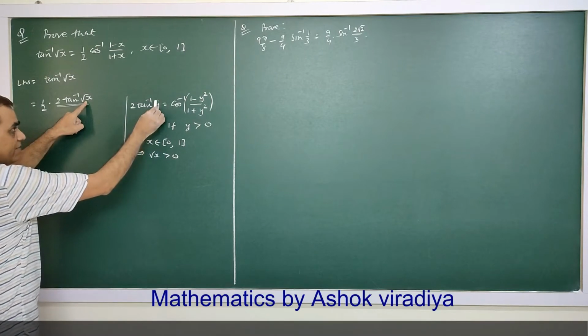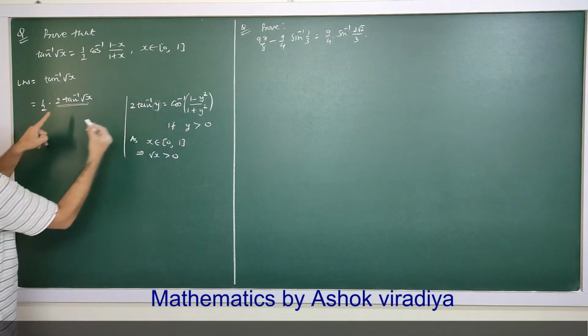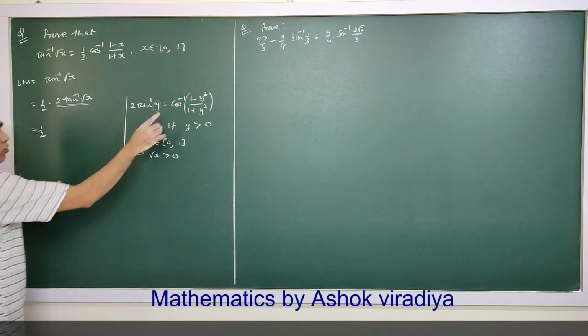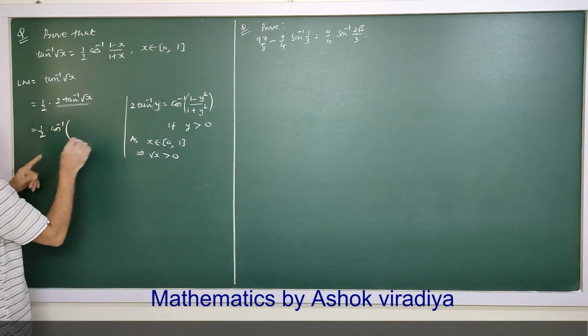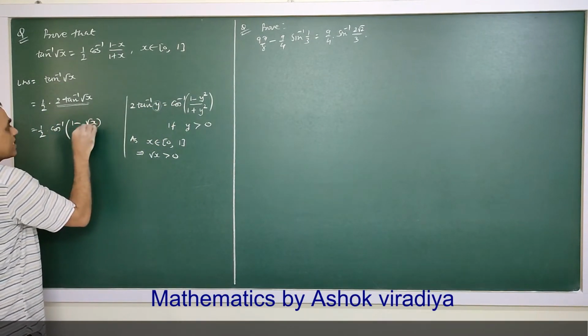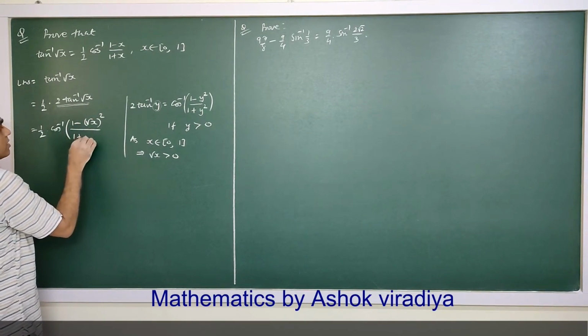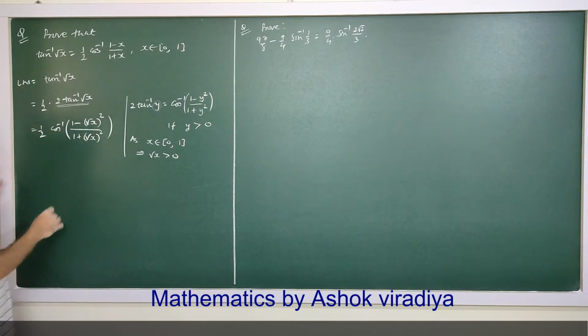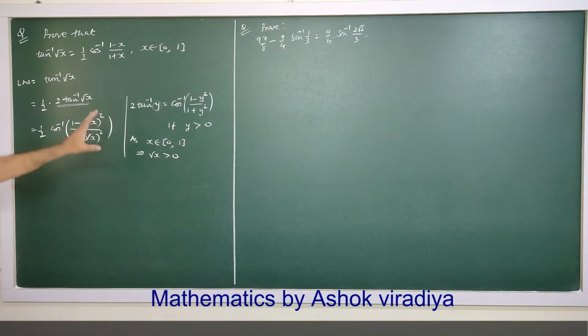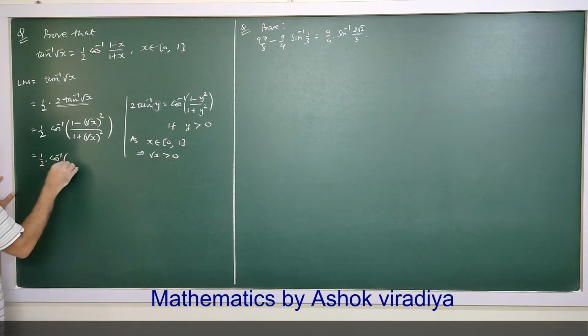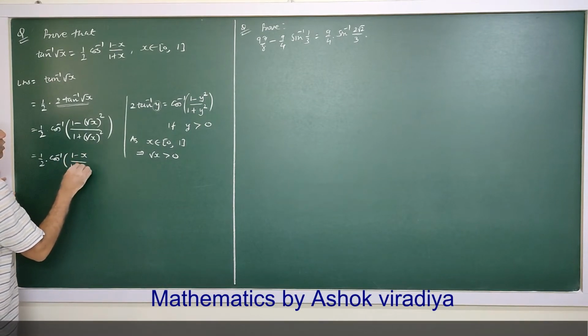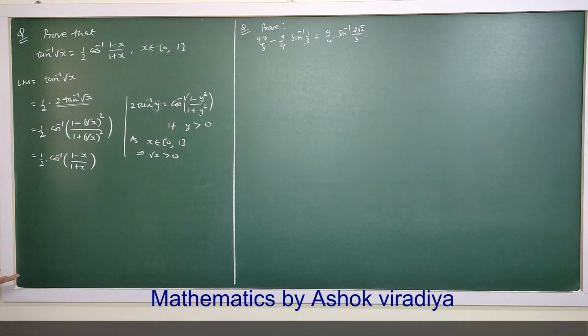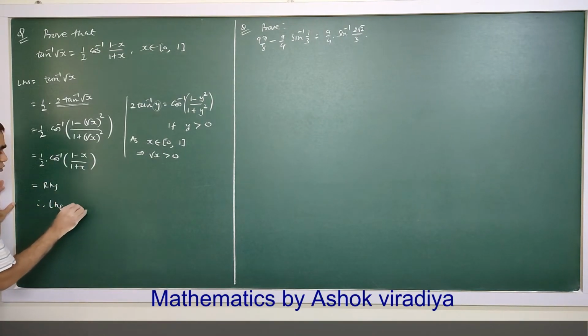So here root x can be replaced. So 2 times tan inverse root x is equal to cos inverse (1 minus root x square) upon (1 plus root x square). So by application of this formula, because root x is positive, therefore 1 by 2 times cos inverse (1 minus x) upon (1 plus x) is proved. This is equal to RHS. So LHS is equal to RHS.